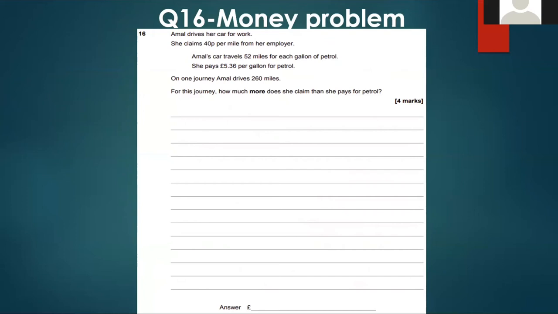So the money claimed is going to be the miles times by the money per mile. Okay, hope that makes sense. So basically, the money that she's claiming, okay, is going to be the miles that she actually does, okay, times it by the money that she actually has to pay per mile, so money per mile. So in this actual instance, it's going to be 260. She drives 260 miles. We know that, okay? Times by the money per mile.